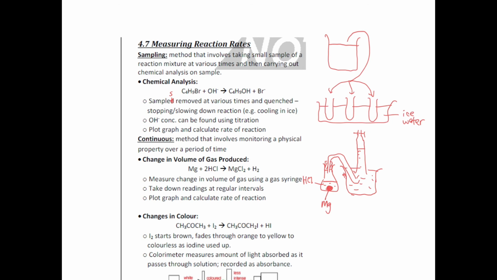Measure change in volume of gas using a gas syringe. That is one way, gas syringe. Or use the inverted burette like what I show you. Take down readings at regular intervals. Plot a graph and calculate rates of reaction.